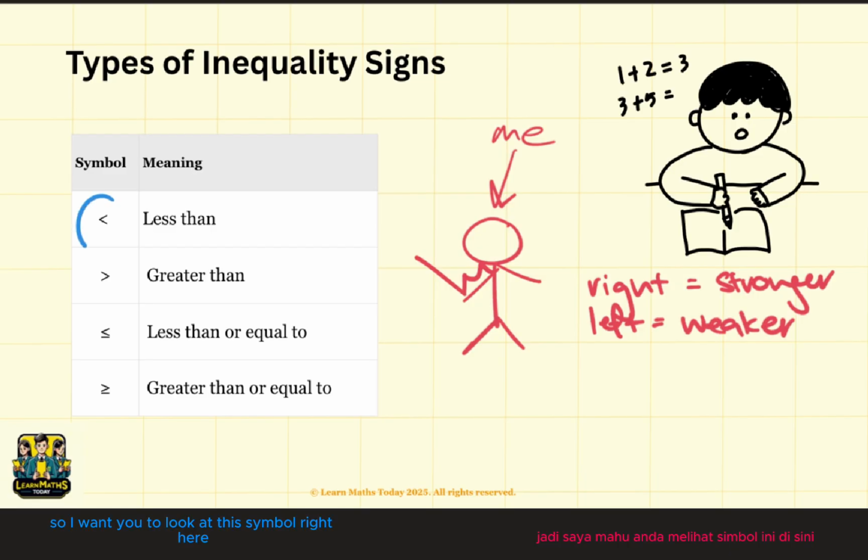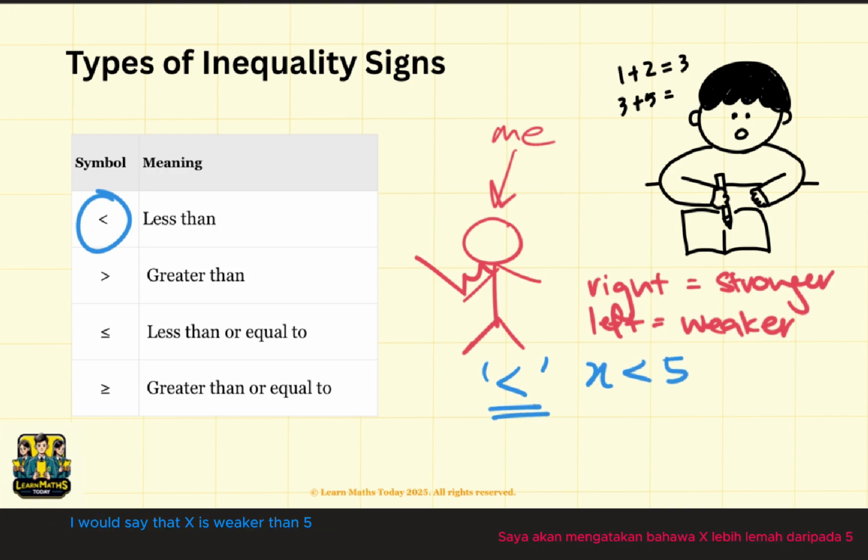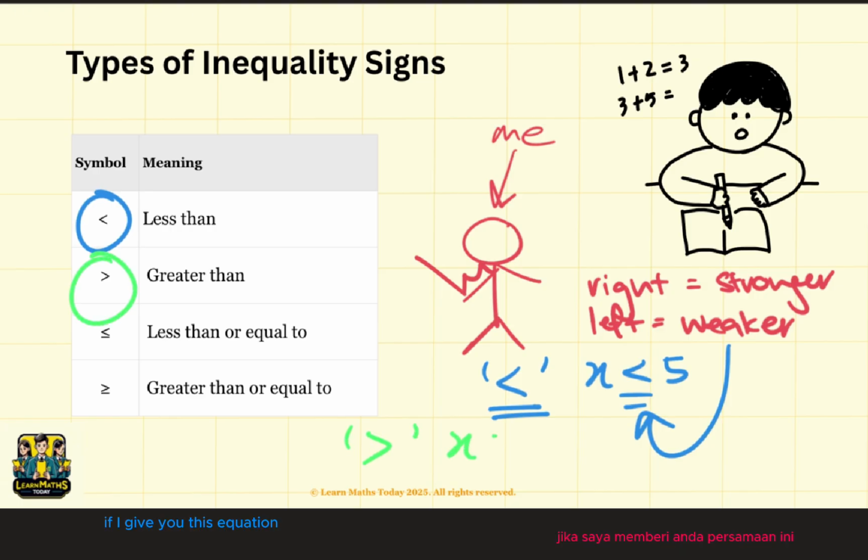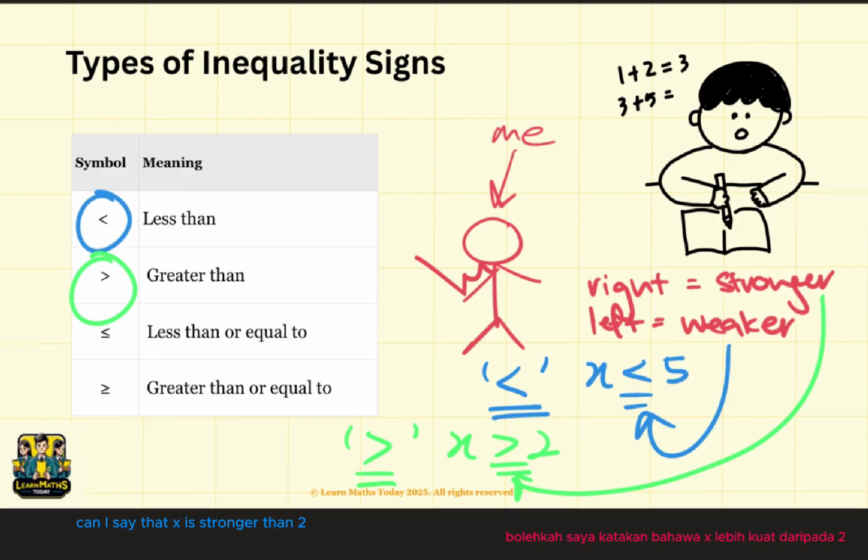So I want you to look at this symbol right here. If I were to give you this equation, since this symbol points towards the left, I would say that x is weaker than 5. In other words, x is smaller than 5. If I were to change it around to another symbol, if I give you this equation, and since this symbol points towards the right, can I say that x is stronger than 2? In other words, x is greater than 2.